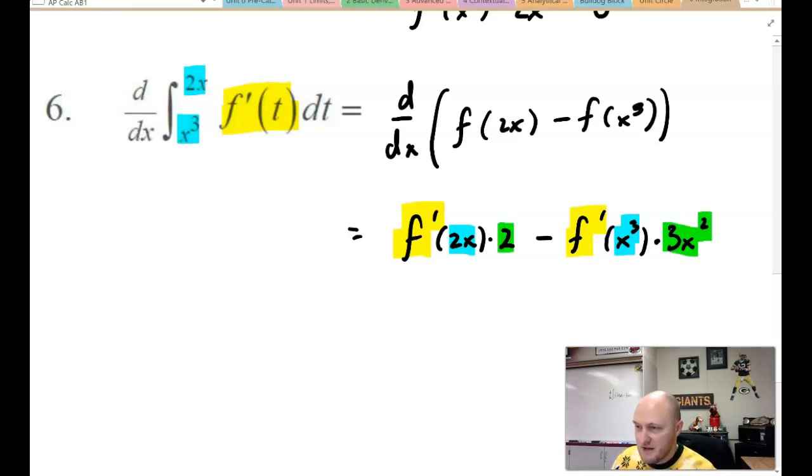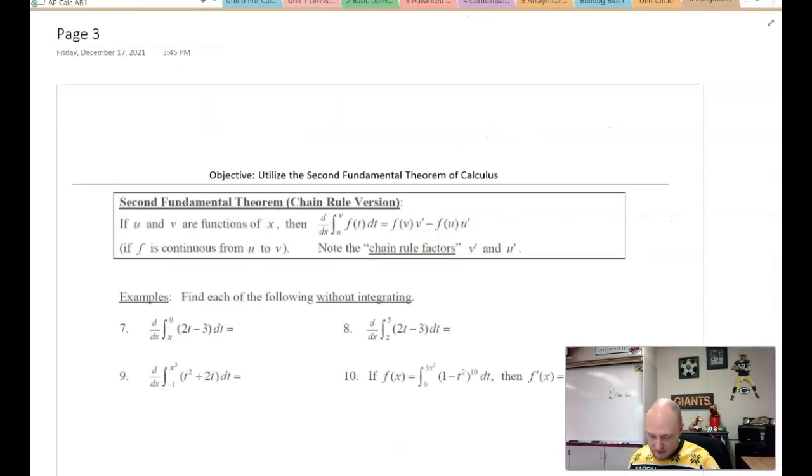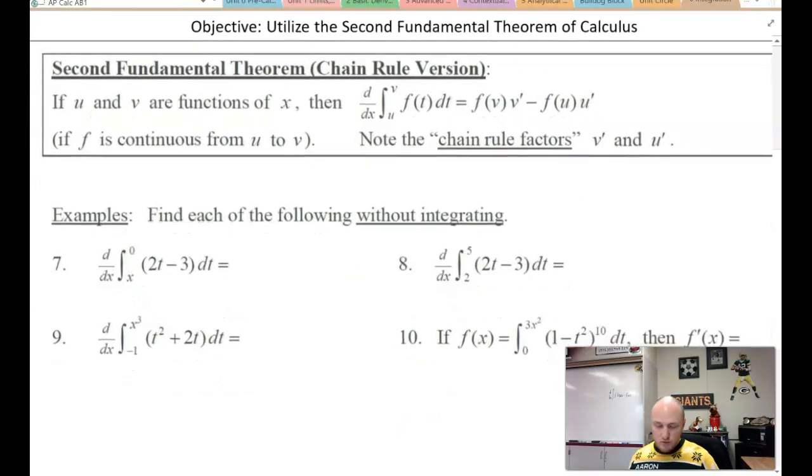This is the second fundamental theorem of calculus, and here is the chain rule version. This is a problem that you will see often. What's the derivative of the integral? You should automatically think that these are going to cancel out, but I do need to plug in the bounds. And remember, from the first fundamental theorem of calculus, we subtract the bounds when evaluating.